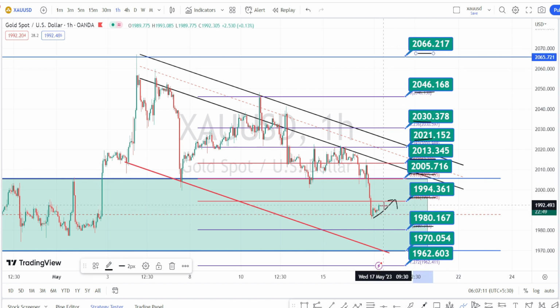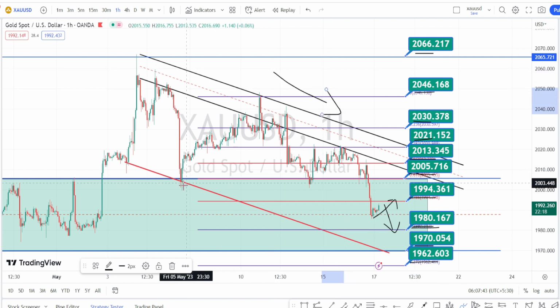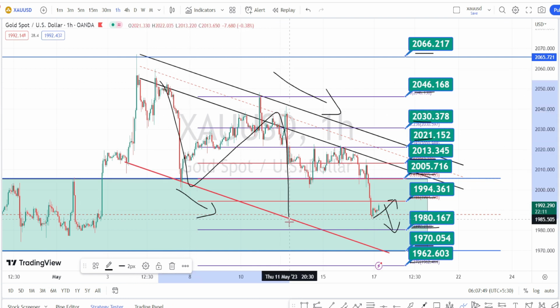And if the price action bounces back on the bearish side retracement, the immediate support is going to be around 1980, 1970 and 1962 on the bearish side. And the overall trend of the price action in hourly time frame is also on a bearish trend, as long as it is trading between this bearish channel pattern.